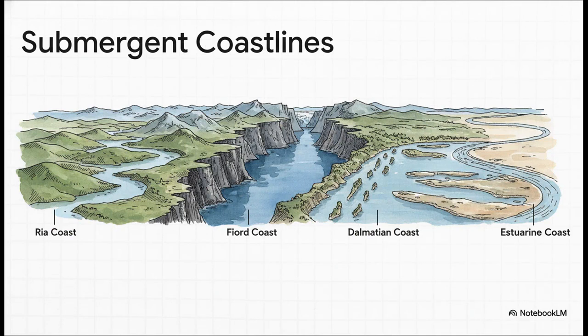First up, you have coastlines of submergence. This is what happens when the land sinks or the sea rises, which floods coastal areas that used to be dry. This single process creates an amazing variety of coastlines, like the Ria, Fjord, Dalmatian, and estuarian types.